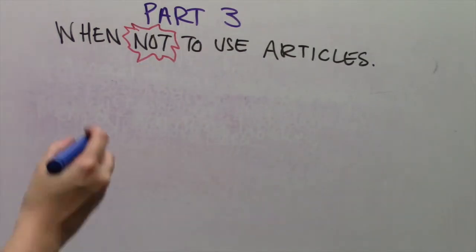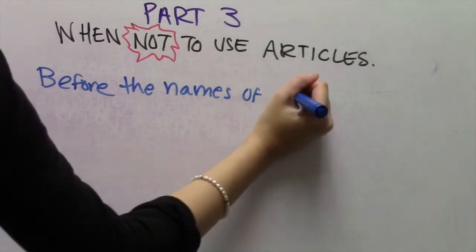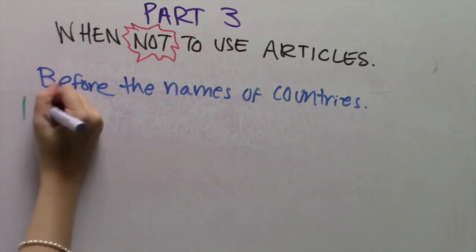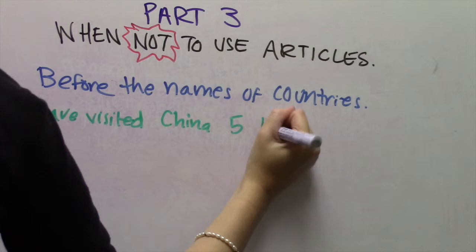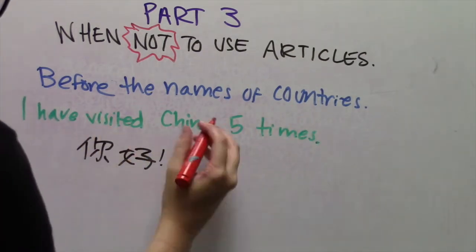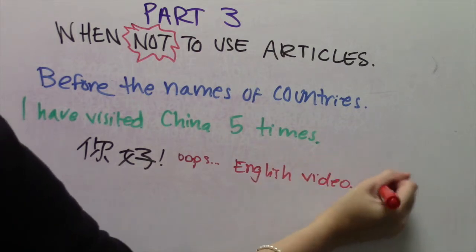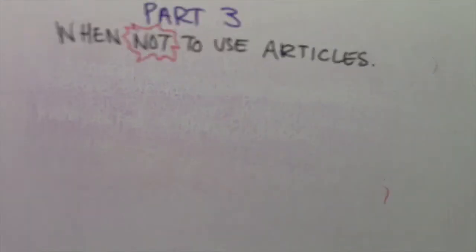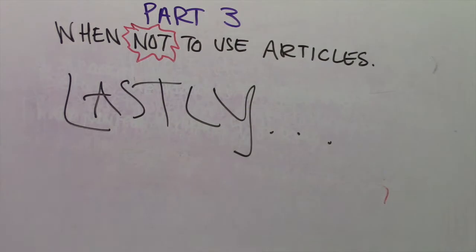You also don't need any articles when you're talking about the names of countries. Here's some more true statement examples. I have visited China 5 times. I wouldn't say I have visited the China 5 times because people know there's only one China and that just doesn't sound very good. I swear we're almost done.